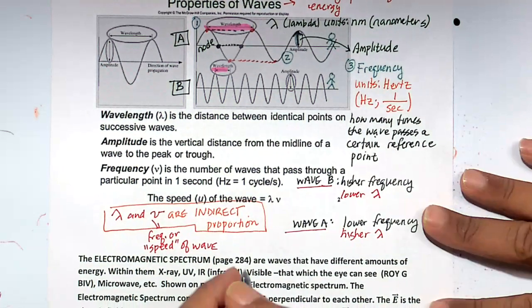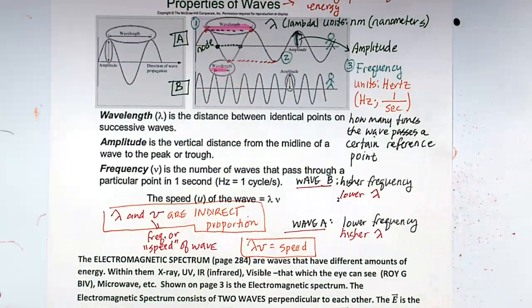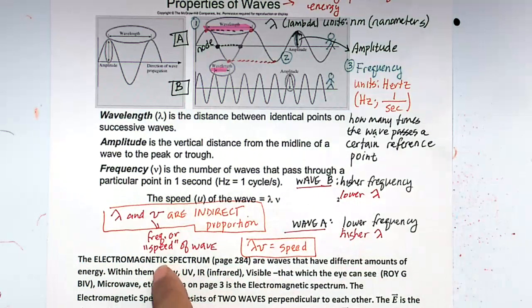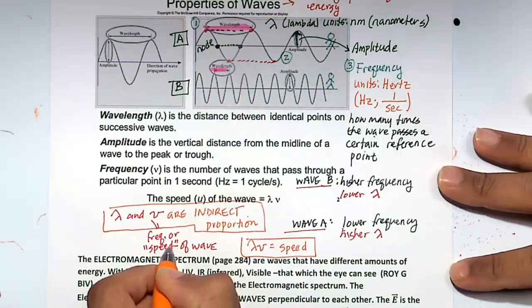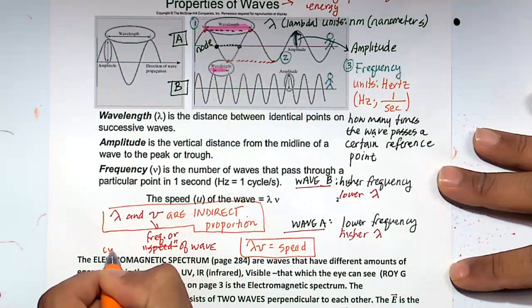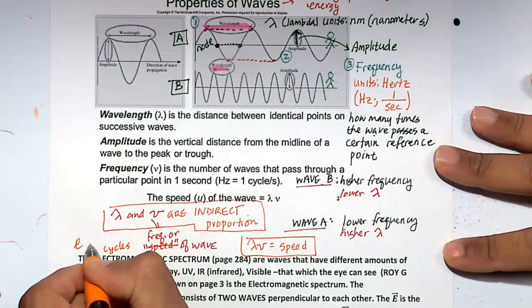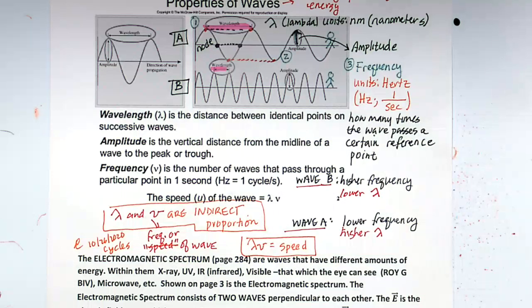And then finally, wavelength times the frequency is going to equal the speed of the wave. Frequency is sort of how fast the wave is. It's like a cycle. Instead of saying speed, this is probably the correct terminology: cycles of the wave, because remember, this thing is cyclical. And if you multiply wavelength times frequency, you get speed.